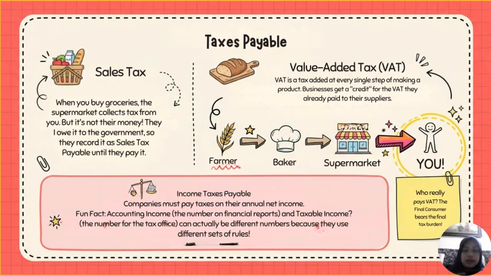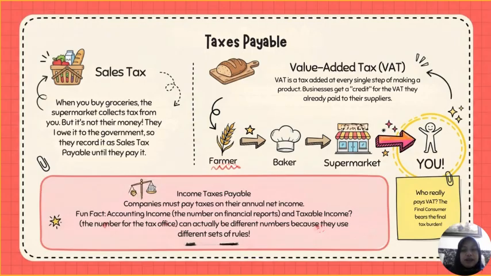So we move to the next step, that's taxes payable. As we know, businesses don't just earn money. They also have to handle taxes for the government. On this slide, we will look at three common types of taxes: first, sales tax, value added tax, and income taxes payable. Let's look at them one by one.